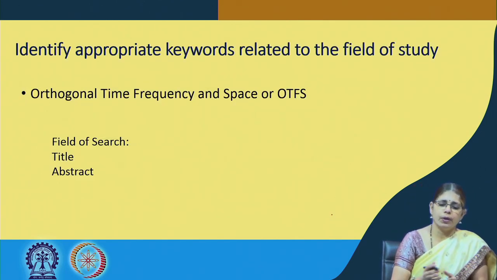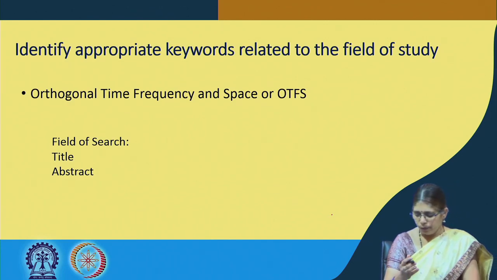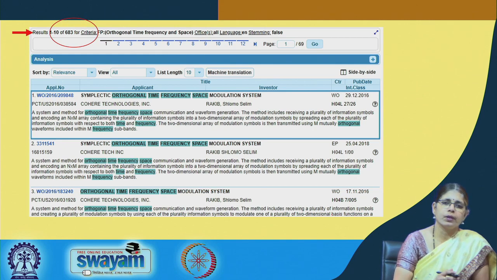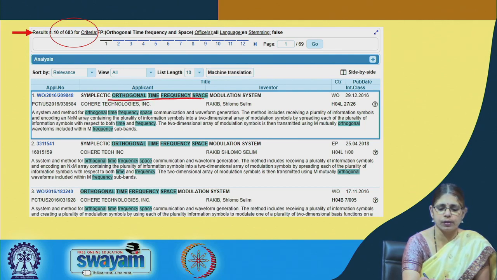So, where are the places where you would actually go about with the search in relation to this particular technology? The field of search could be the title and the abstract. So, if you look at it from the point of view of searching at the PatentScope, after you click on the search, you would get the results that are placed here in this illustration, where you can see in the title of these patents you have this orthogonal time, frequency, space specifically, which is highlighted in all these patents. So, there are about 683 patents.